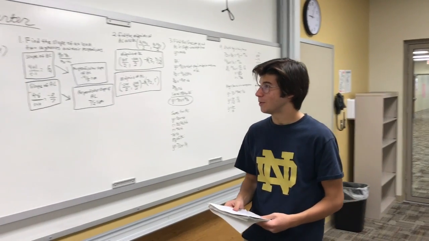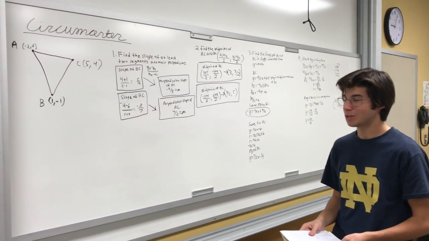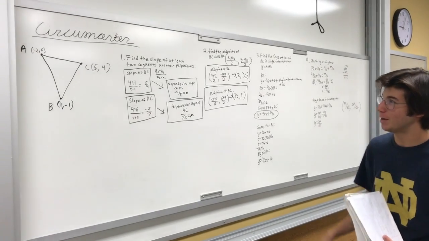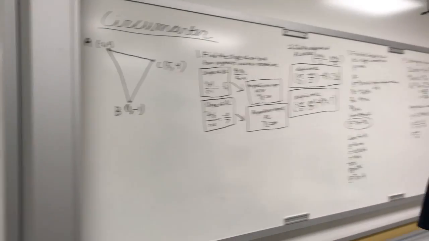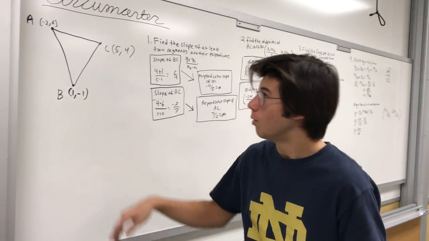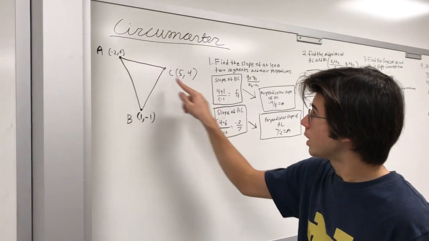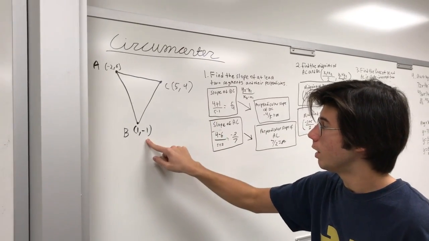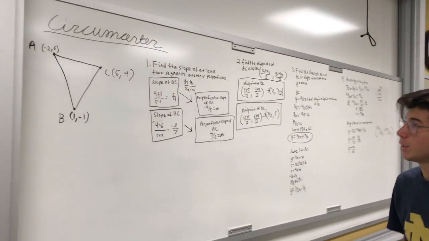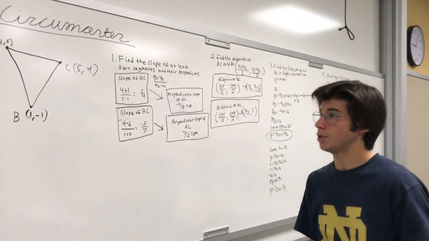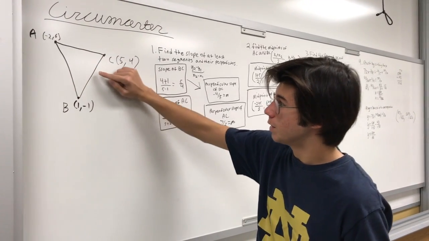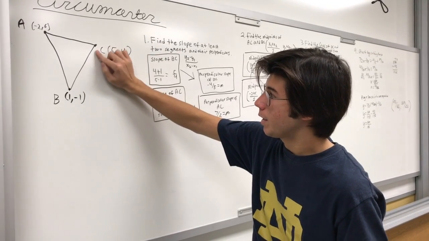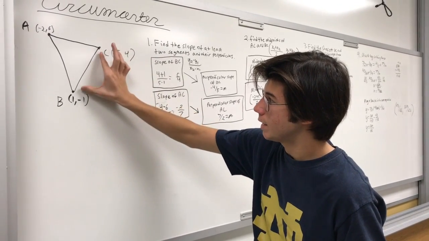Hey guys, so today we're going to start by figuring out how to find the circumcenter of a triangle using algebra. So we have a triangle with points at (-2, 6), (5, 4), and (1, -1). The circumcenter is really just the intersection of the perpendicular bisectors of each segment. That just means a line that is perpendicular to a segment and also cuts it in half.